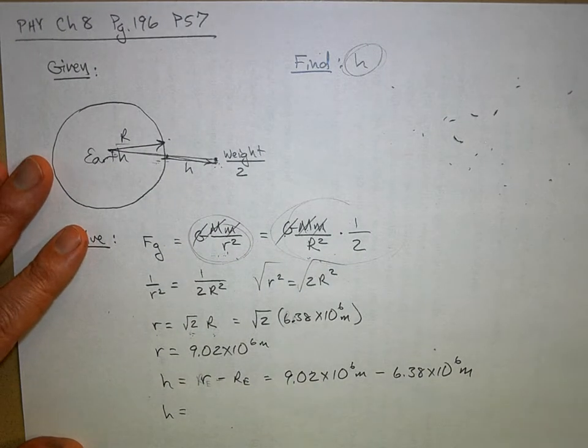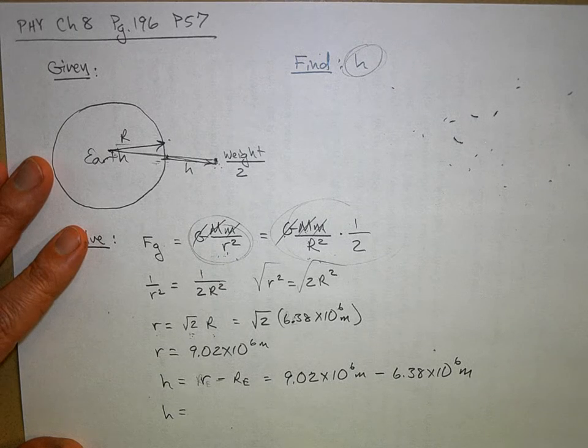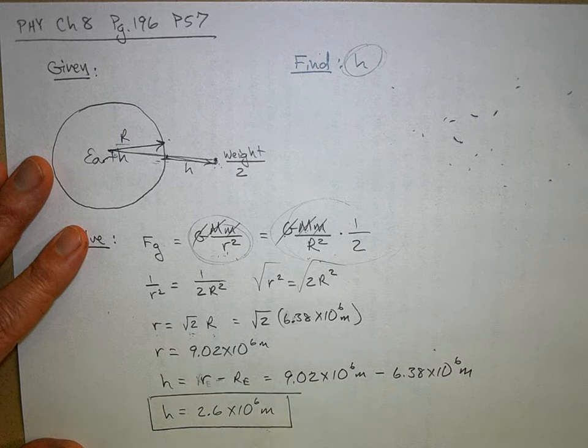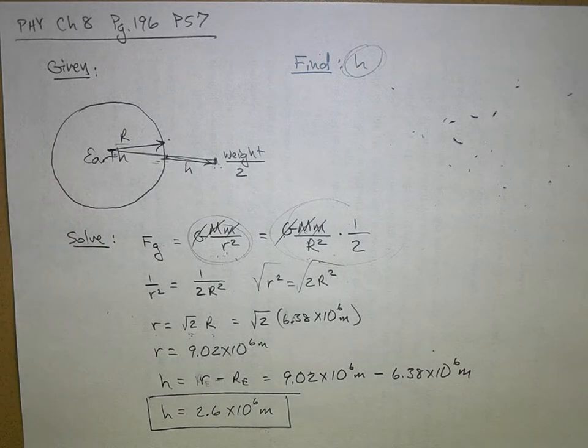So minus 6.38 times 10 to the 6, and I get 2.64, or 2.6 times 10 to the 6 meters above the surface. Let's see if I did that right. That's number 57. Oh yeah.